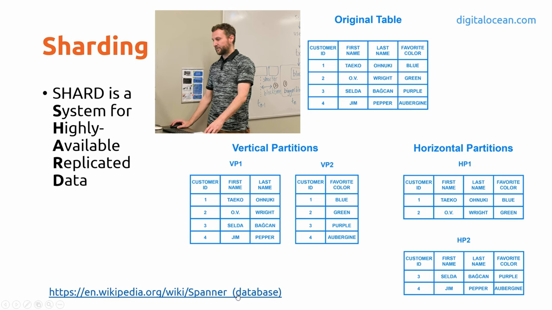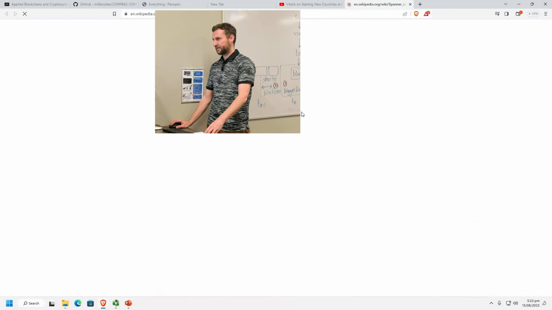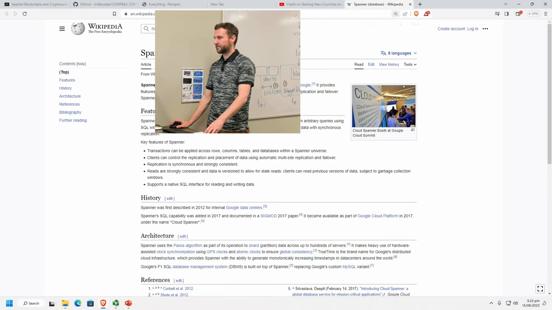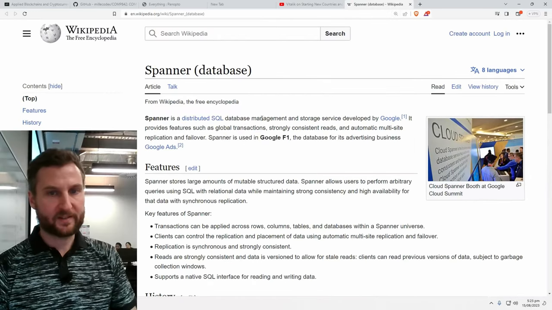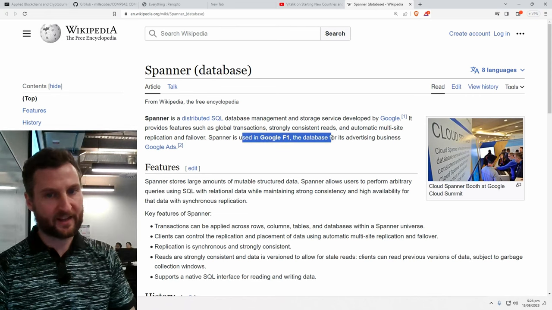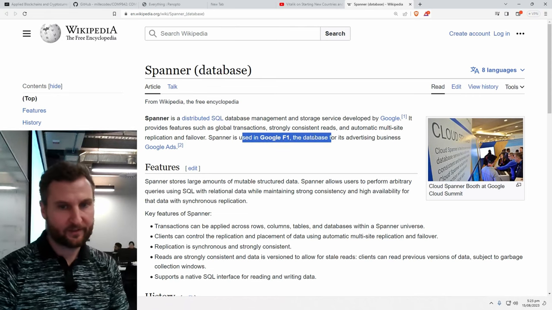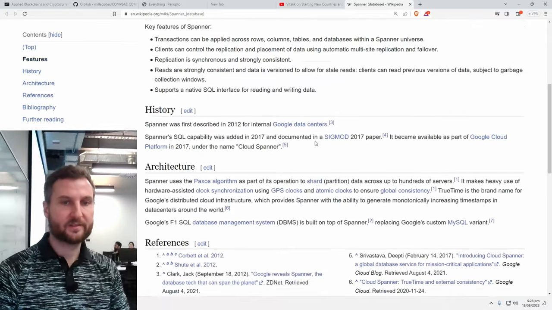So, quick chat here about Google Spanner. Spanner is a database that stores Google's ad data. Google F1, the database for its ad business.